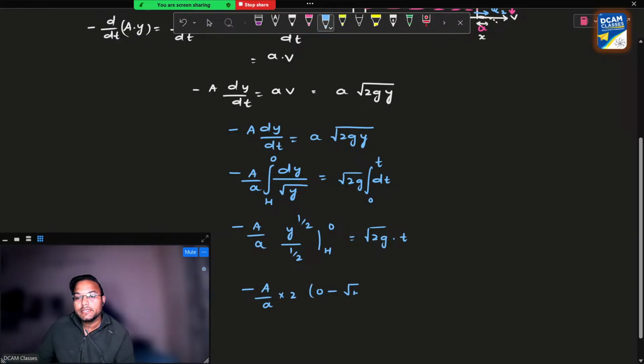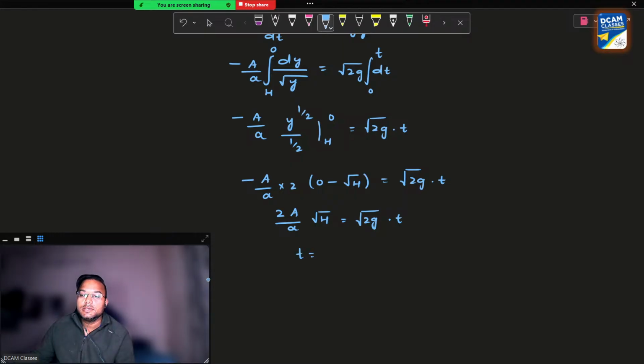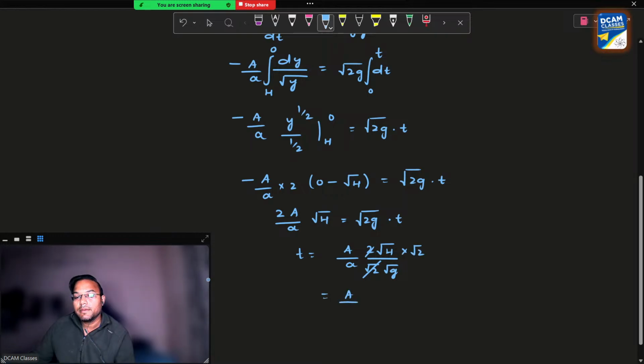Zero minus root h is equal to root 2g into t. So 2 capital A by small a into root h is equal to root 2g into t. So the time taken to empty the tank is t is equal to A by a into 2 root h by root 2 into root g. So I'll cancel this with this, root 2 will come on the top. It will be capital A by small a root over 2h by g. This is the time taken to empty the tank.